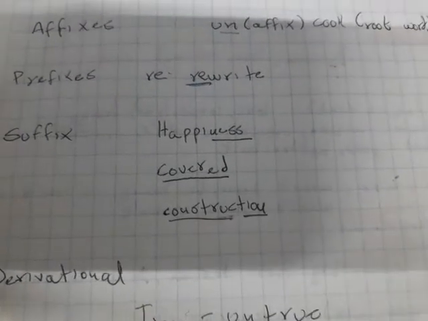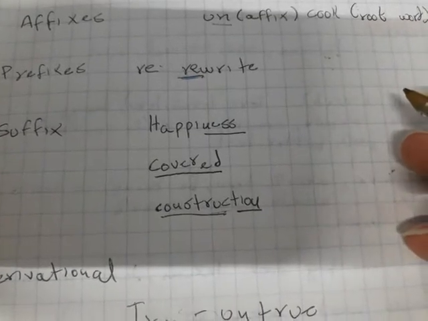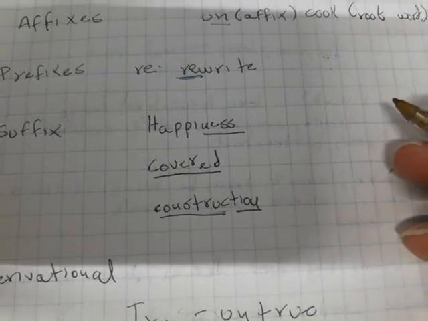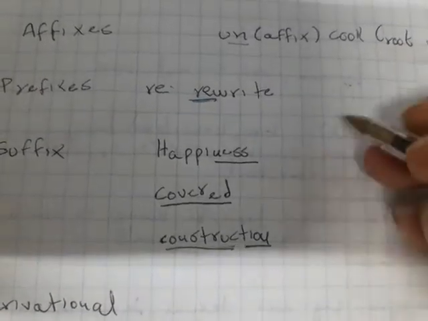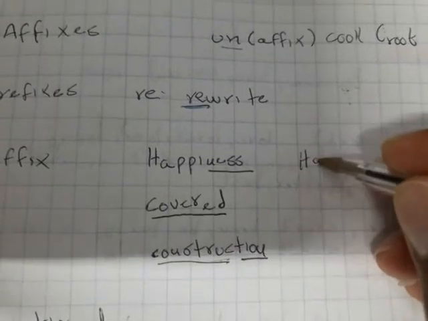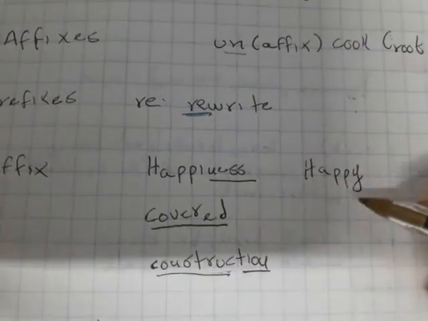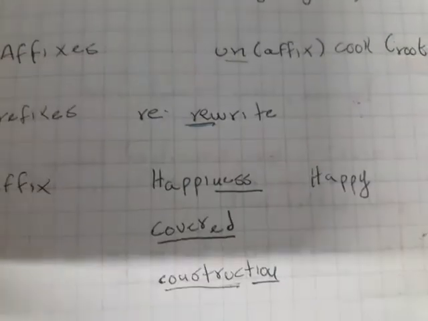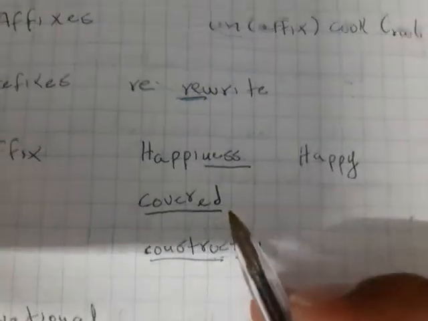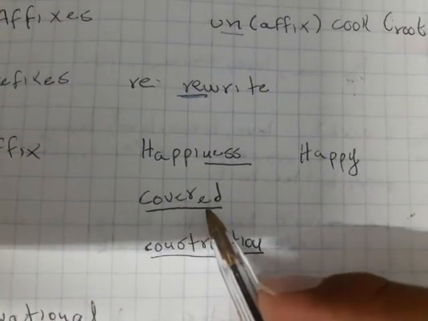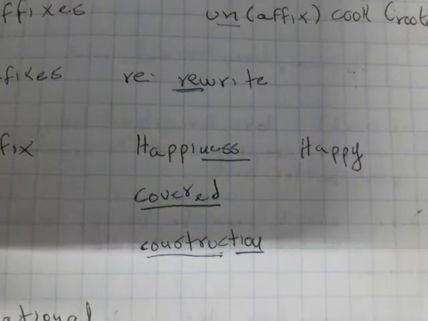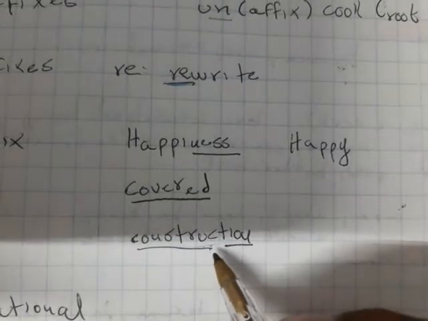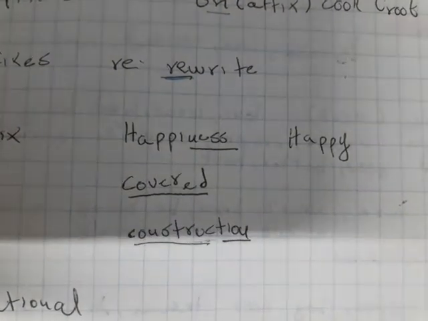Okay, let's continue with suffix. Suffixes are word parts, affixes that come at the end of the root word or base word. For example, we have the word happy. If we add -ness, happiness, this termination is going to be totally different. And for example, covered, if we add -ed, we're adding a suffix. The same for construct. If we add -tion, it is construction.